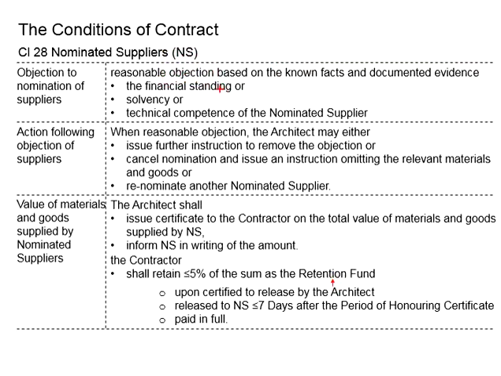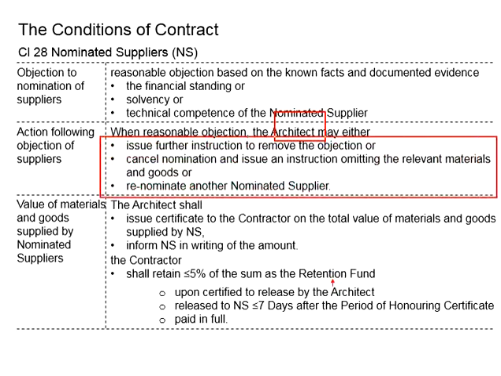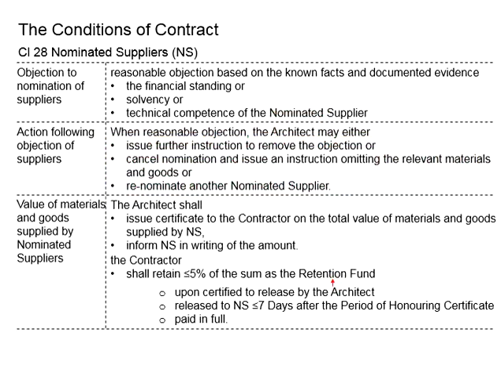This may include the financial standing of the nominated supplier. Solvency means the bankruptcy of the nominated supplier, or the technical competency of the nominated supplier. The reasons for the objections need to be reasonable for the architect to consider. Now, if the objections are reasonable, the architect will have to respond in either of these 3 ways.